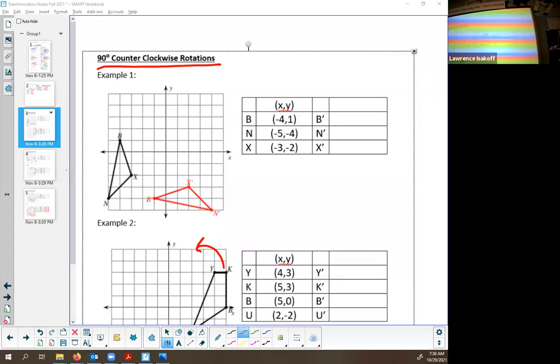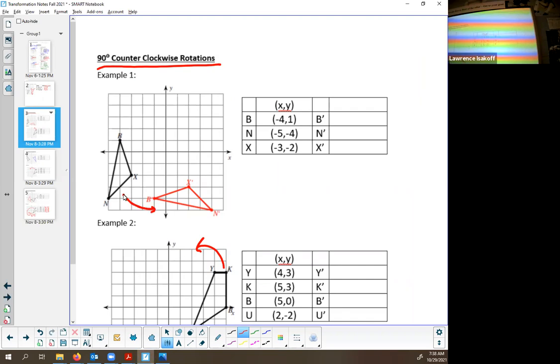So we're trying to rotate this 90 degrees in a counterclockwise motion. So we're moving from here to here. Let's look at my new points. B prime is at -1, -4.